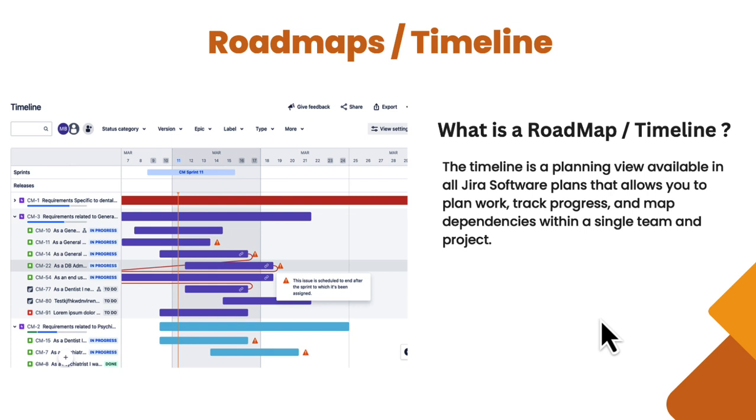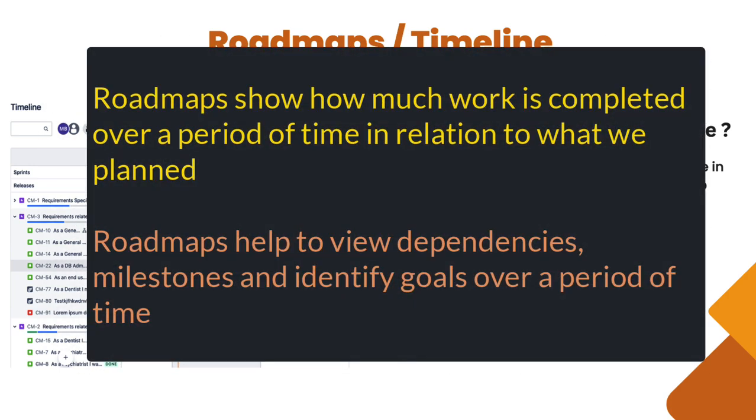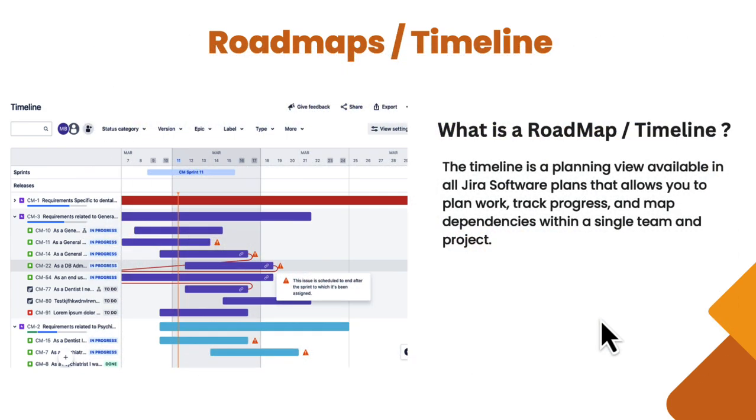We can refer to it as a Gantt chart that shows how much work is completed over a period of time in relation to what we planned. A roadmap will help us to view the dependencies, milestones, and identify the goals over a period of time. It helps to maintain transparency, and it is a very effective communication tool as everyone knows what's happening. Let's have a look at a real roadmap or timeline in Jira.